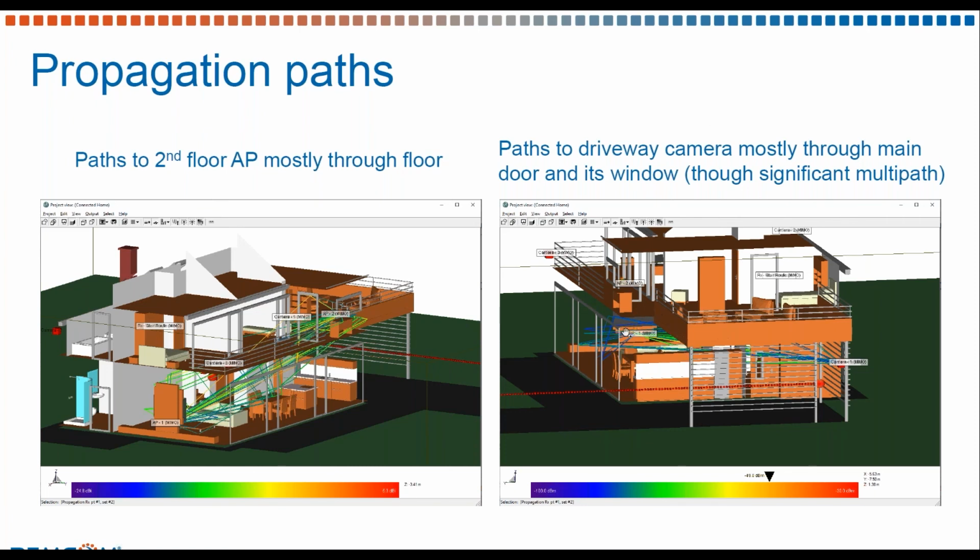On the right here, we're looking at access point 1 transmitting to camera 1, which is overlooking the driveway outside. And it's a little bit hard to see here on the slide, but you can see that a lot of the propagation paths are actually coming through a small window on the door of the house. So they're transmitting directly through the glass and getting pretty good coverage to the camera out here.